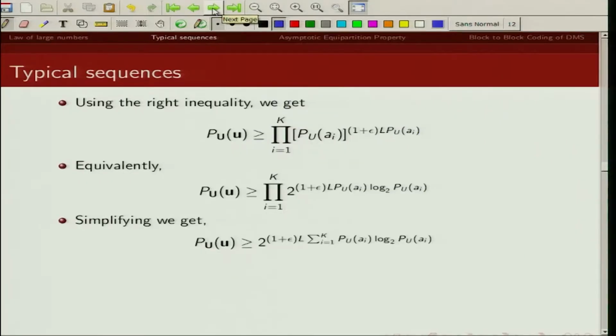I can write the same thing in this particular fashion: 2 raised to the power (1 plus epsilon) L probability of a_i log of probability of a_i. So the same thing I can write in this particular form. Okay, this is not very difficult to show. You can just take this equal to x, take a log of it, and then you can write it. So this same quantity can be written in this particular form.